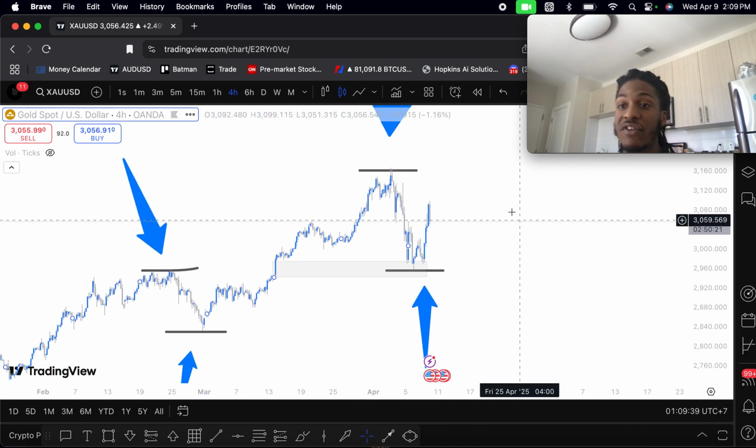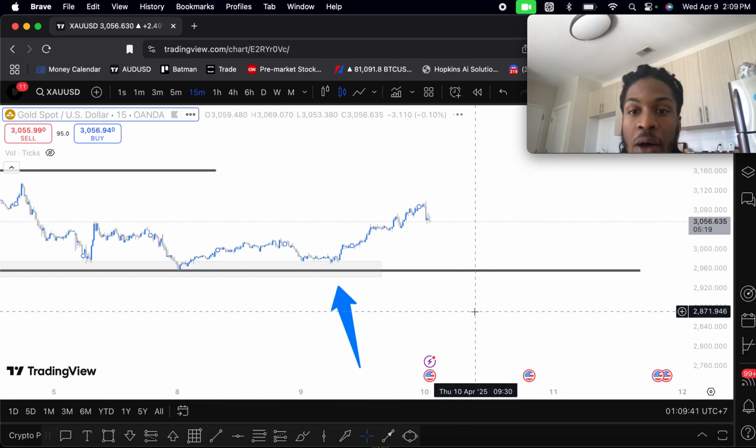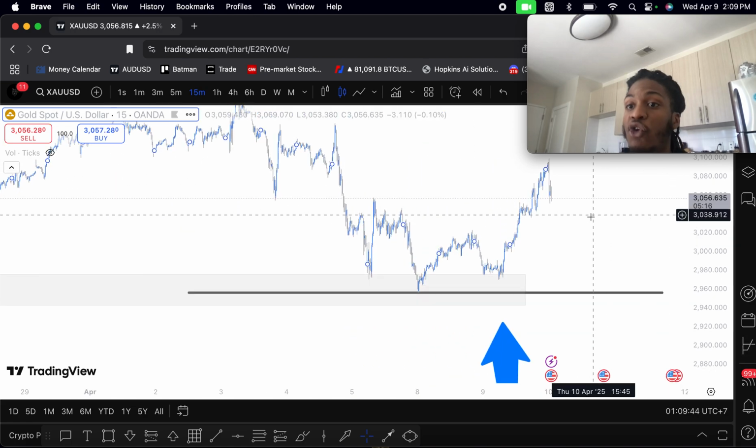So if you notice, we had the market tap down into demand, previous demand, and once it tapped down to previous demand, the whole trend reversed on a smaller time frame.